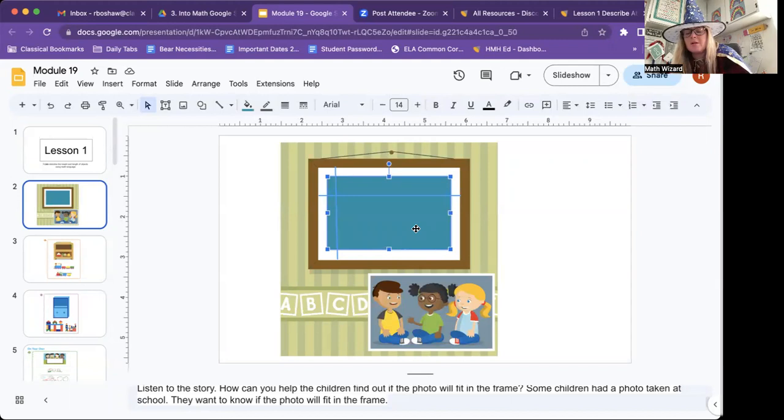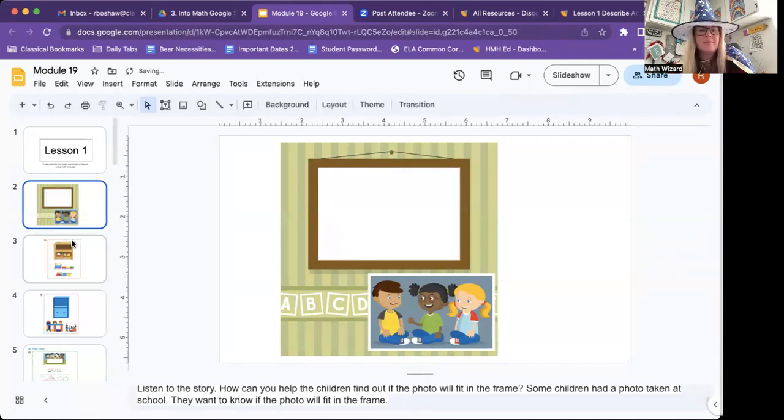Yes, it's a little bit smaller. You're right. Okay, let's go ahead and clear our annotations here. There we go. All right. And let's go to the next one.